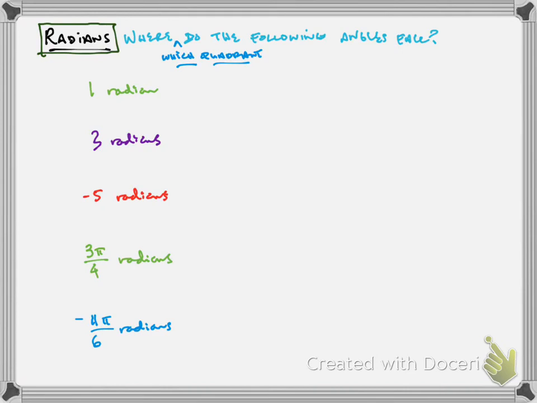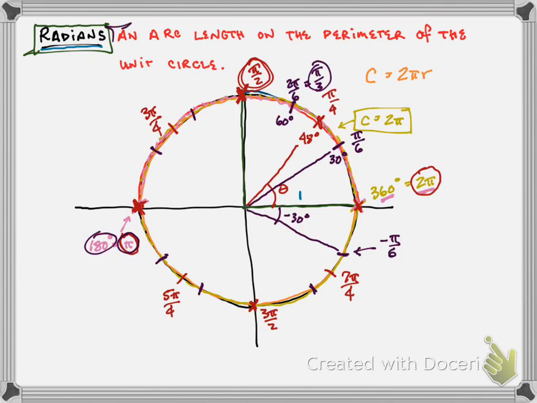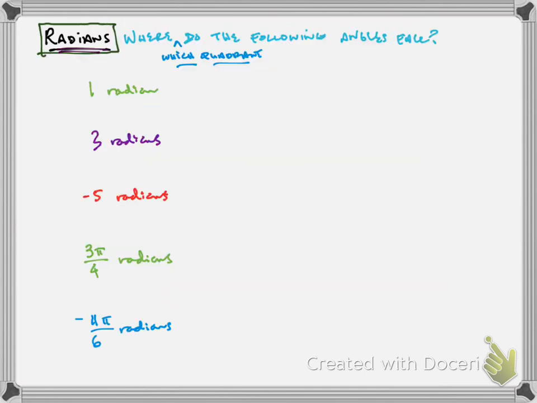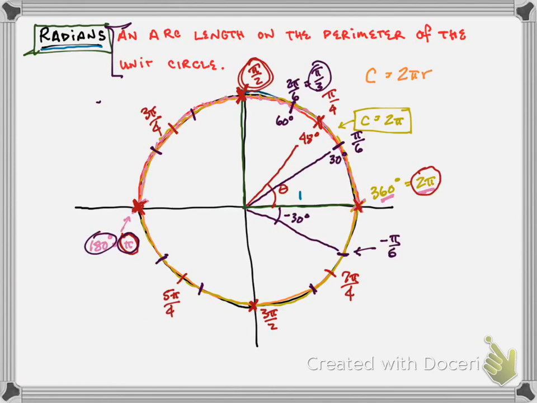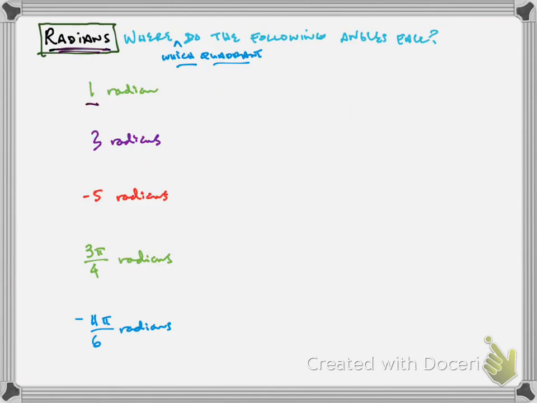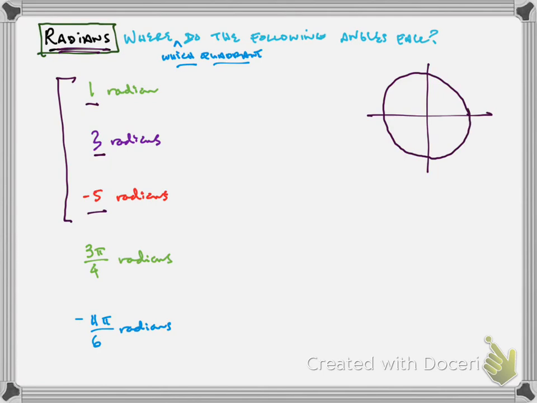Now, if we define a radian as an arc length on the perimeter of the unit circle, then it's reasonable that we could ask the question, where is 1 radian, or where does 3 radians fall, or negative 5 radians, etc. Notice for these examples there are no pi's involved. So in this question we're saying that if I'm on the unit circle, and I want to travel a distance of 1, so notice not pi, 1, okay, then what quadrant am I in?